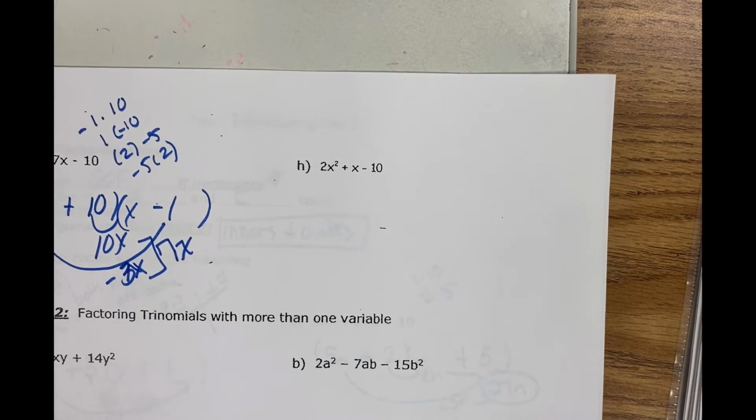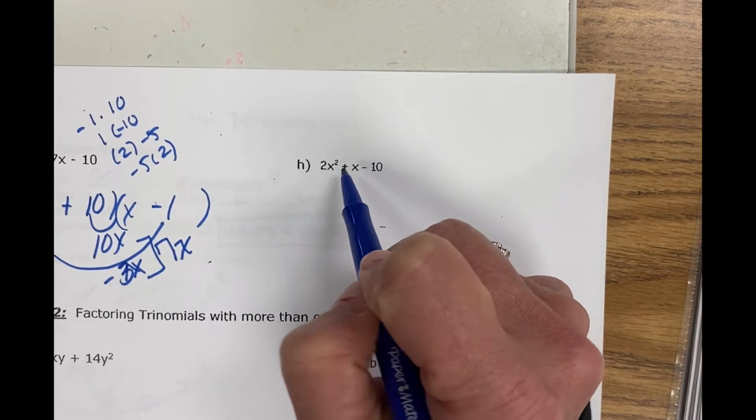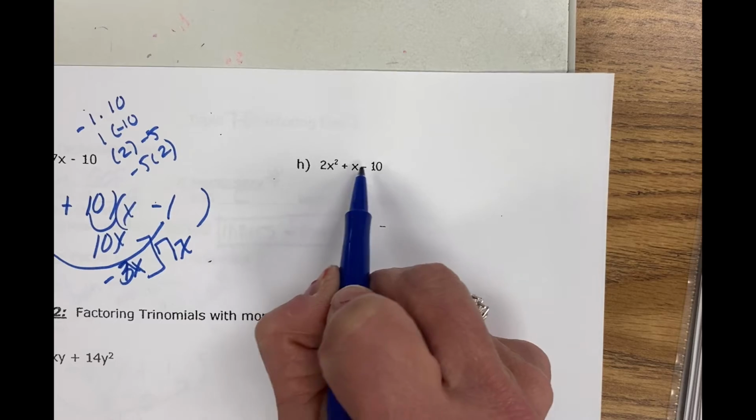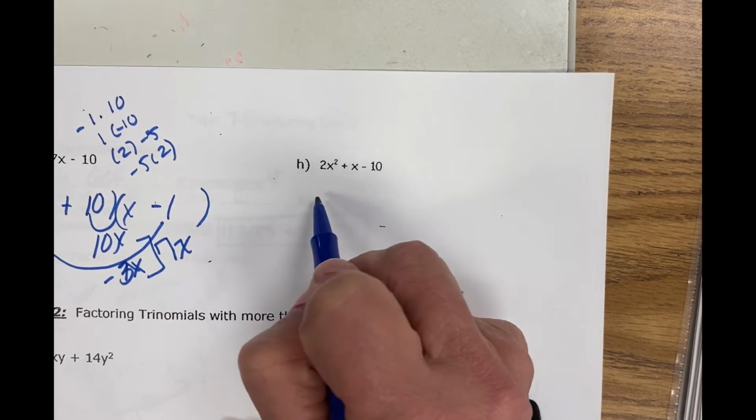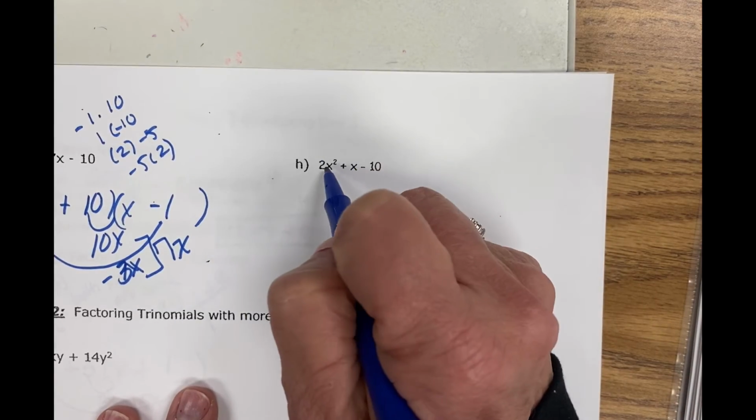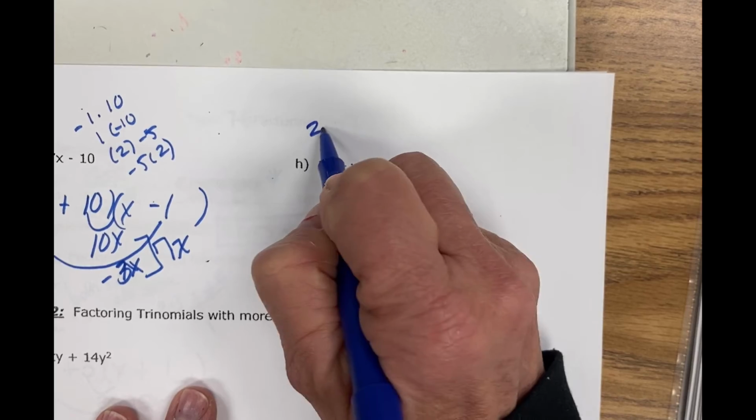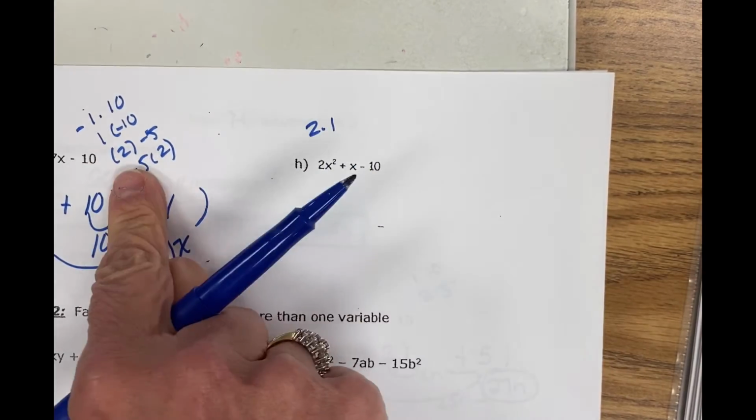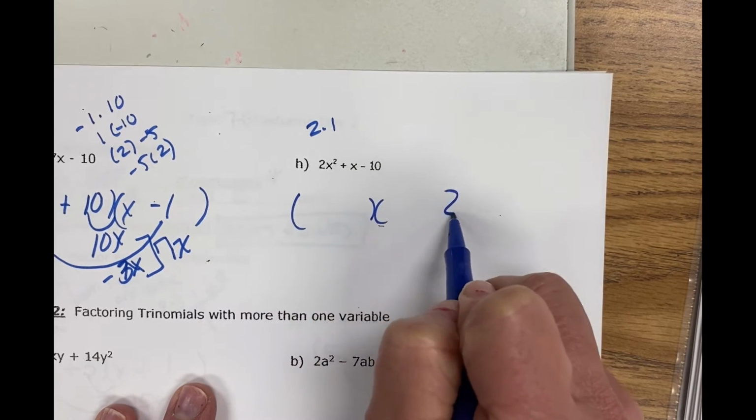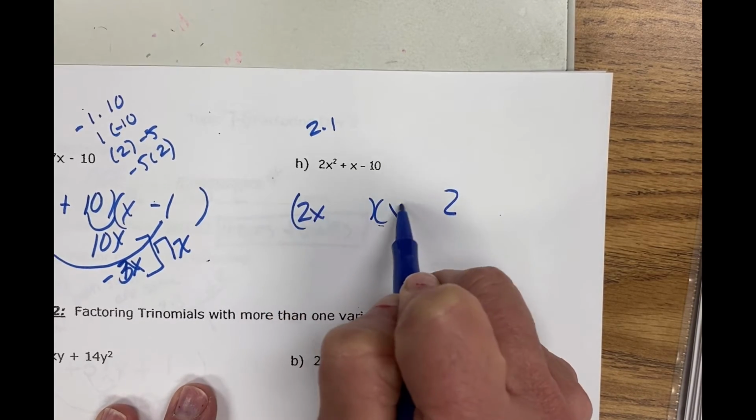Looking at letter H, this tells me the signs are going to be different. One's going to be positive and one's going to be negative. The greatest common factor between them is going to be 1. So those are the steps that you have to say to yourself. You walk yourself through that. The factors of 2x squared are going to be 2 times 1. And we just went over here the factors of negative 10. And so we have 2x and we have x.